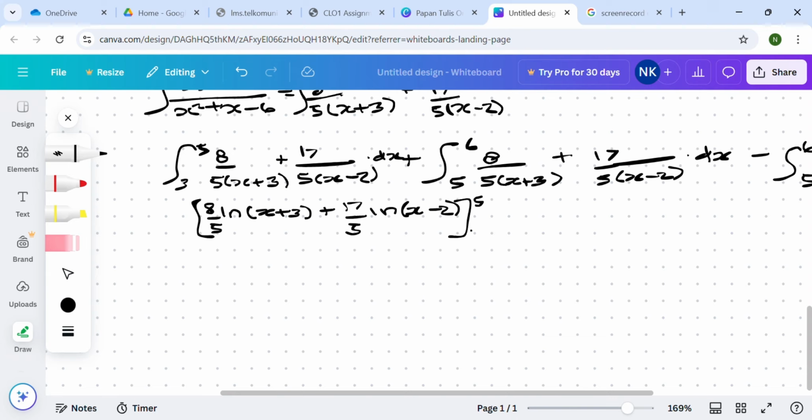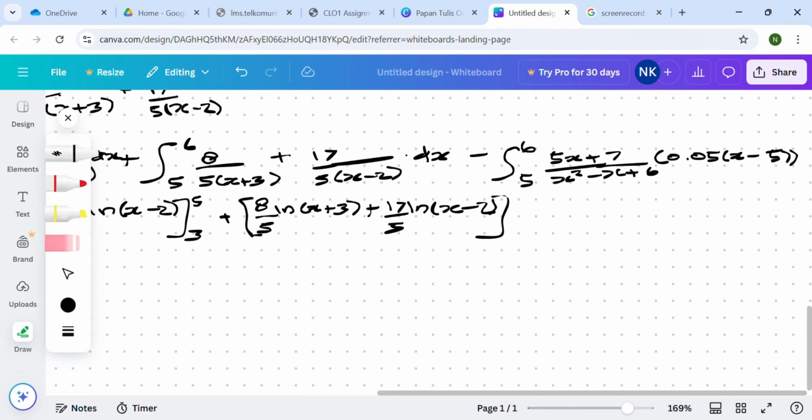For the first, the upper boundary is 5 and the lower boundary is 3, plus the same thing, 8 over 5 ln x plus 3 plus 17 over 5 ln x minus 2. And for this case, the upper boundary is 6 and the lower boundary is 5. And this should be the same, so it should just stay the same.